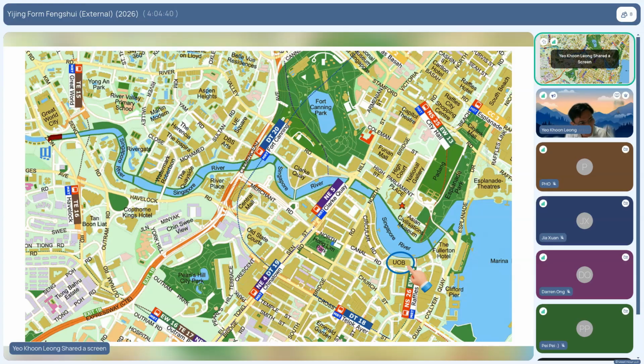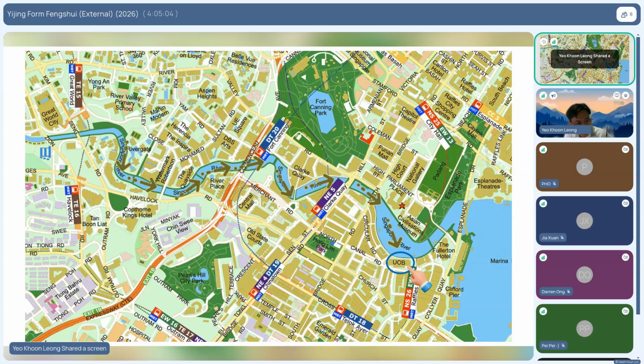It flows from inside the island towards UOB, and then to the marina. Okay, to the marina. So this is the flow. Inside island to outside the marina. Okay, look at this carefully.